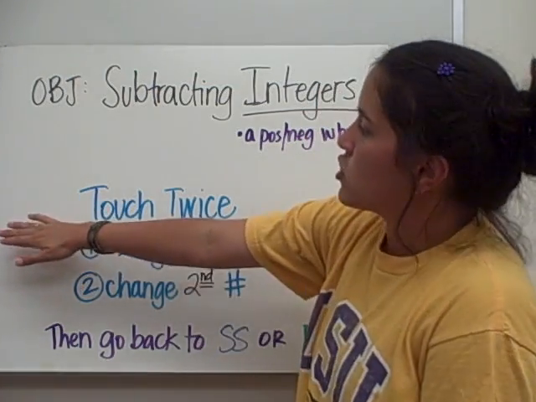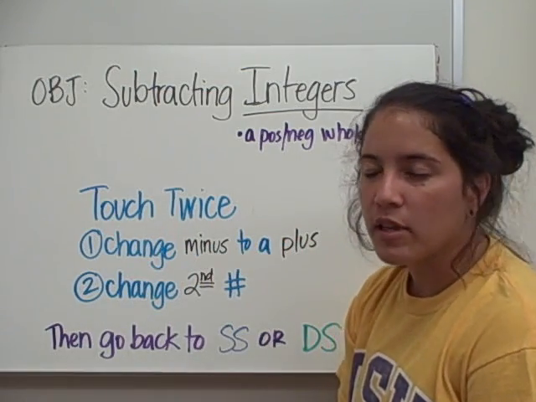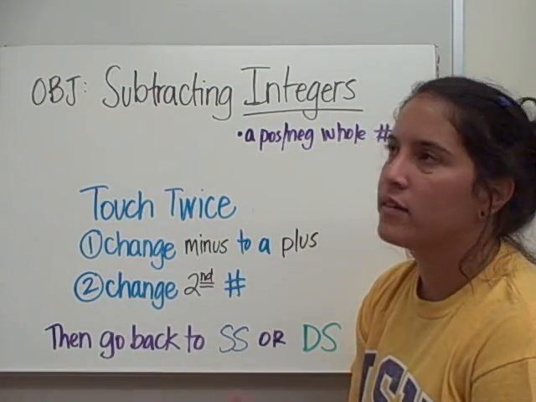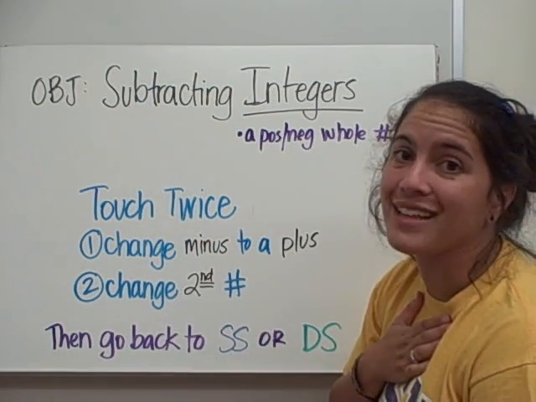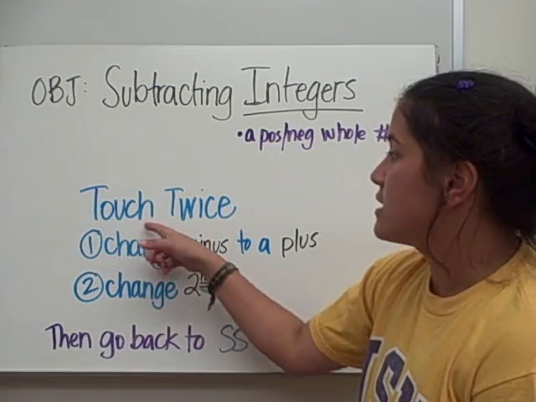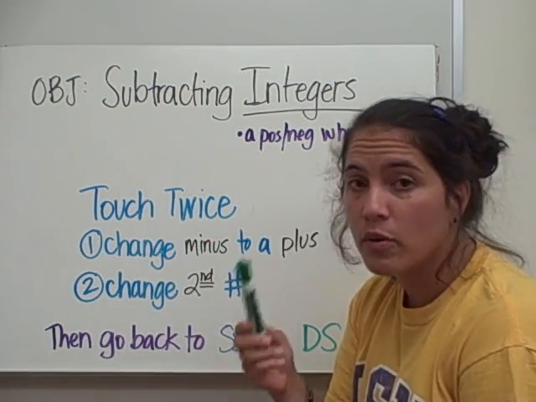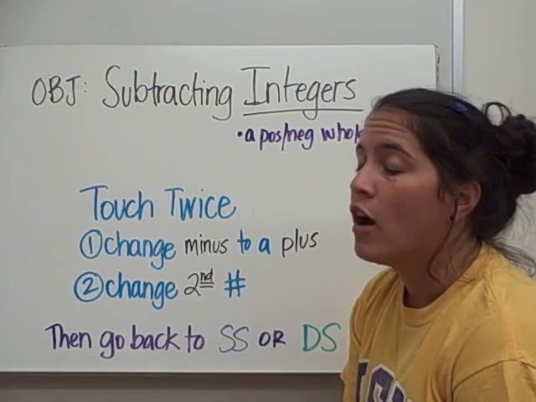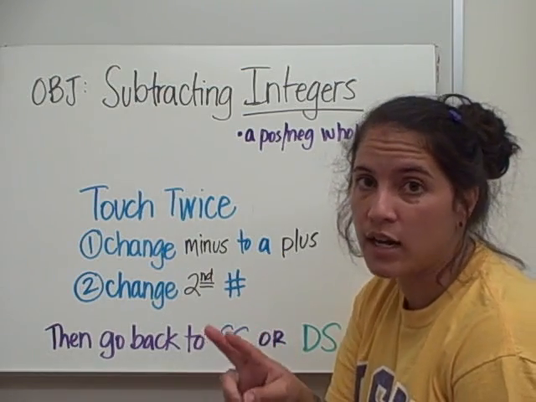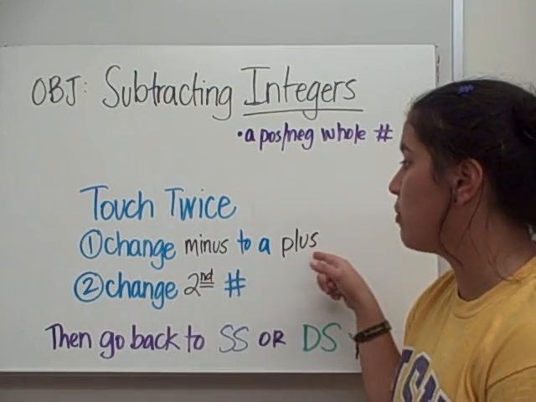So when you want to subtract integers, you have to what we call touch twice. There are a couple other names. Some people say double tap, but I just like touch twice. It makes sense to me. So I'm going to share that information with you. To touch twice, you actually physically take your pencil or your pen and touch your paper two times. The first touch is you're going to change your minus to a plus.